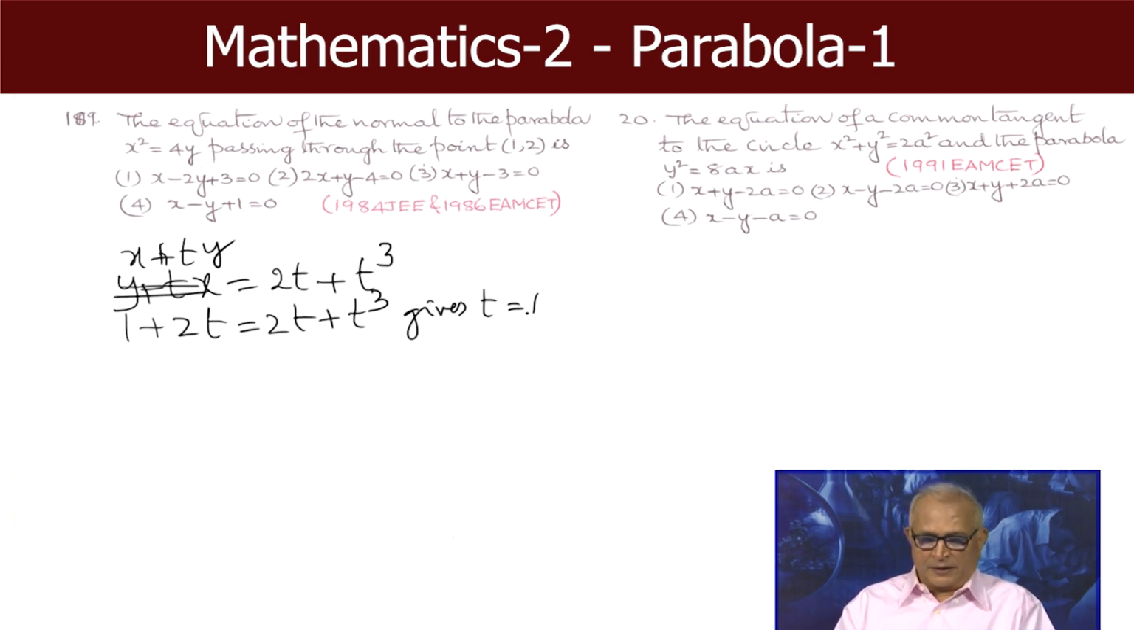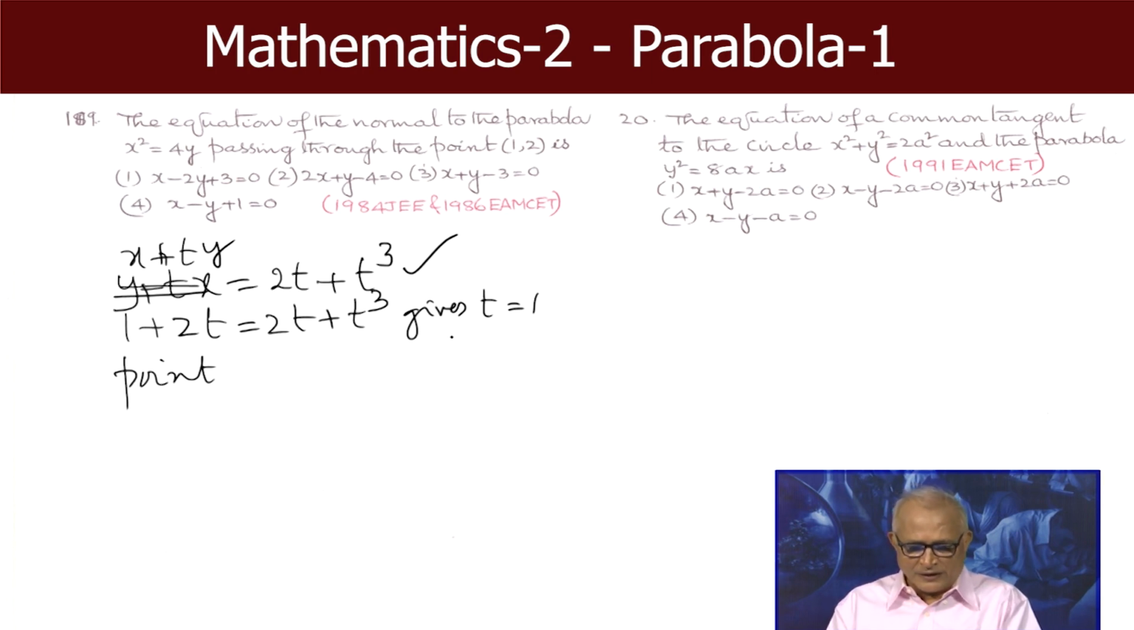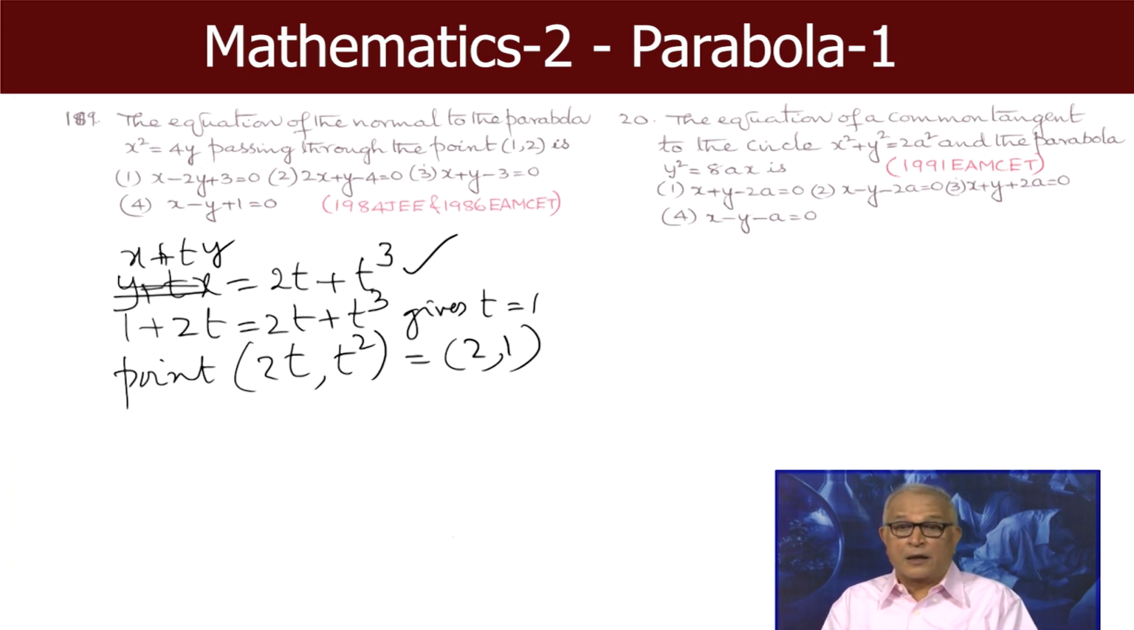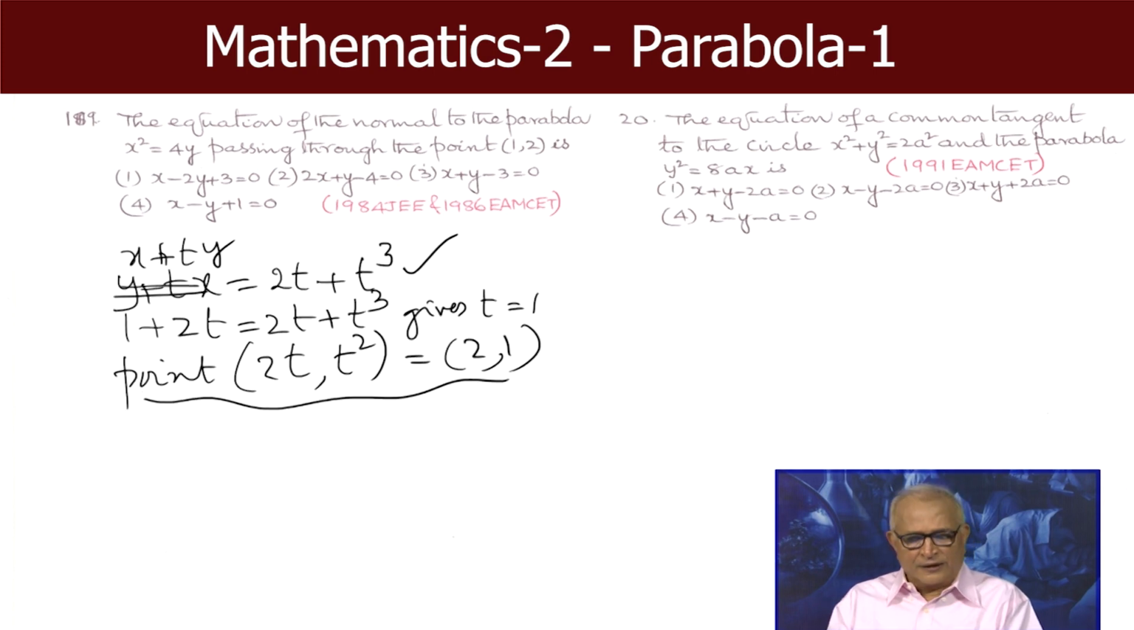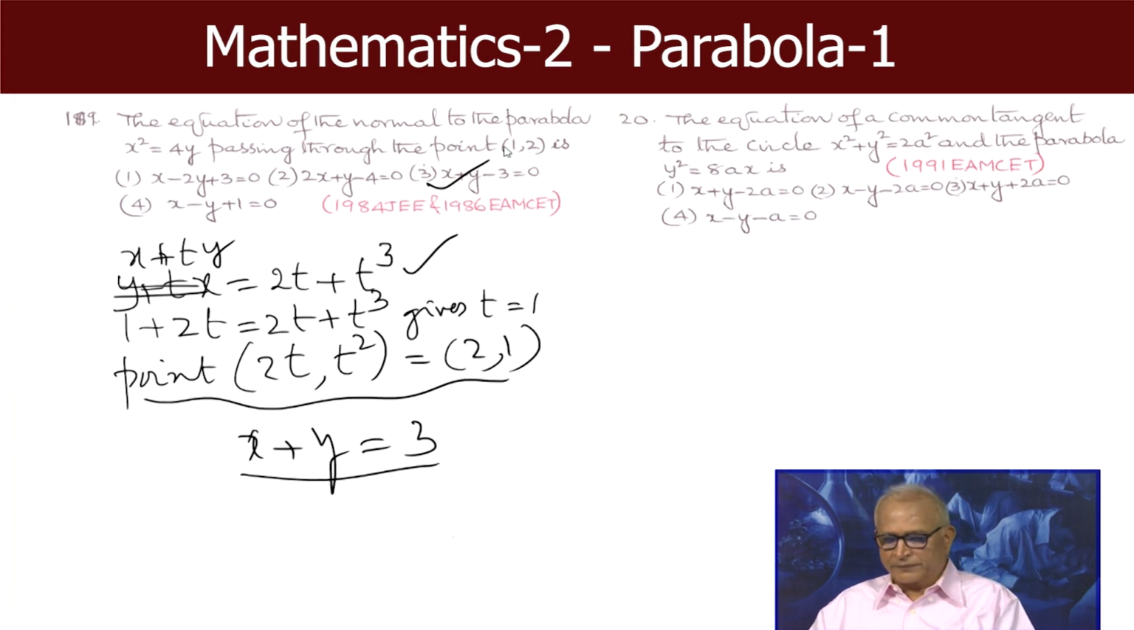So what is the point on the parabola? If t equal to 1, just substitute this. You don't need the point here. Substituting t equal to 1, the point is (2at, at square), that is (2, 1). That means the normal drawn to the parabola at (2, 1) also passes through (1, 2). We don't need this here. Directly substituting t equal to 1 gives the required normal equation, which is x plus y equal to 3. So that is the last option, the third option.